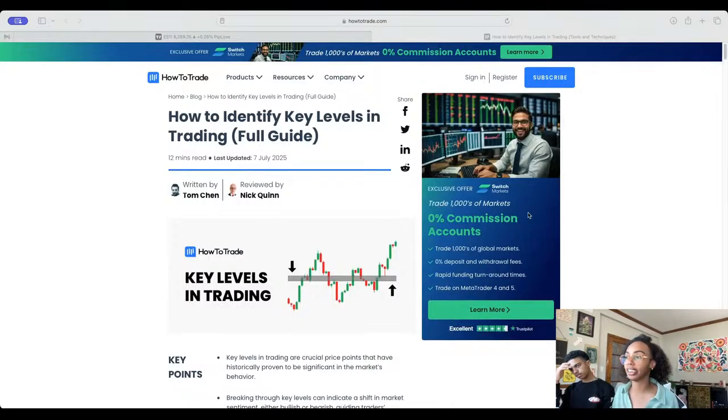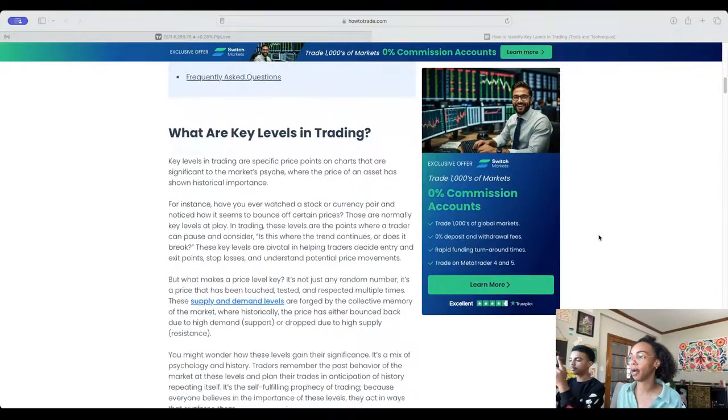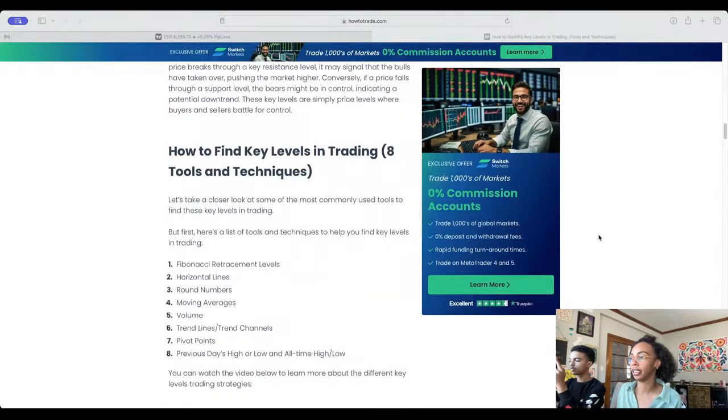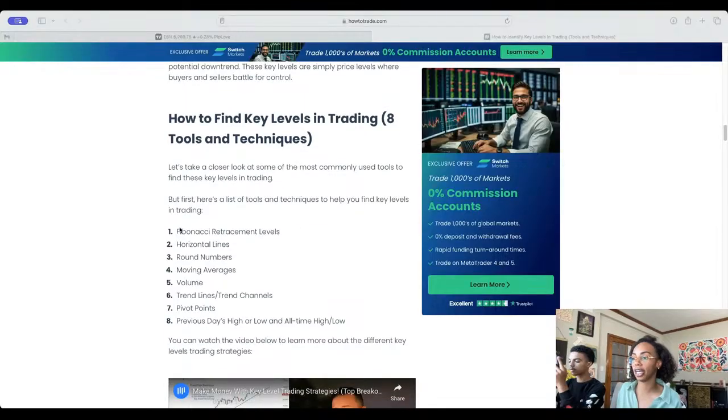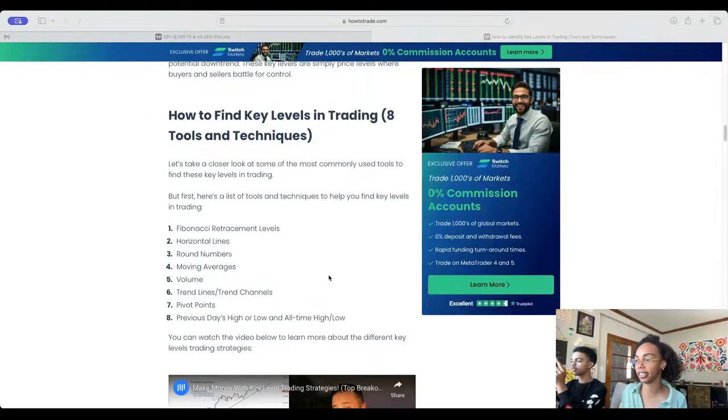I dropped in the chat this link here so you guys can get some more information about key levels, why they're important in trading. Let's see here. How to find key levels, how to use your Fibonacci retracement zones. We went over round numbers, our moving averages like our 10 and our 20, pivotal points. We went over previous days' highs or lows. We put our horizontal lines around those areas.